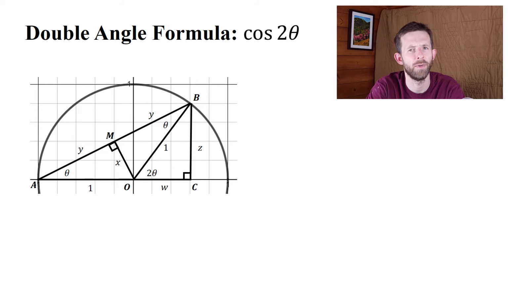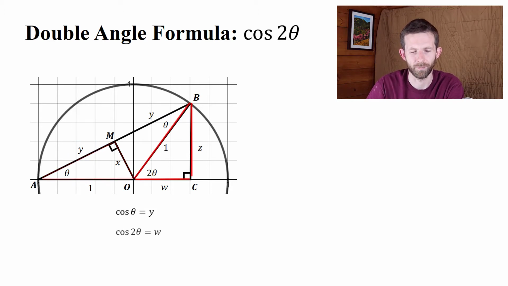Double angle cosine formula. Let's derive it. We're going to look at triangle AMO, and the cosine of that is y. So cosine is just adjacent over hypotenuse. The adjacent side of that triangle is y, and the hypotenuse is 1, so y over 1 is just y.